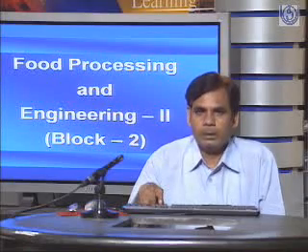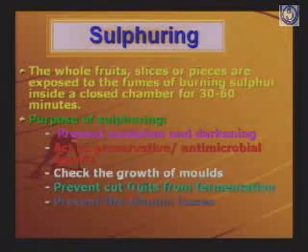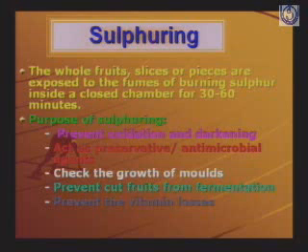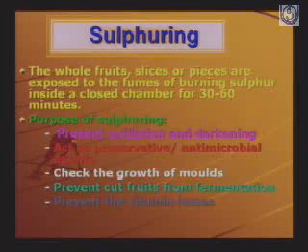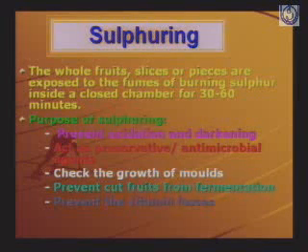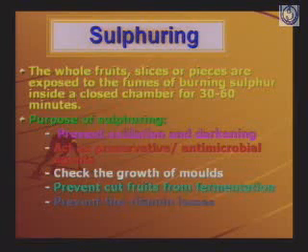Then coming to sulfuring, in which the whole fruits and vegetables are exposed to the fumes from burning sulfur inside closed chambers for 30 to 60 minutes. Sulfuring is a pre-treatment to prevent oxidation after blanching. Sulfur acts as an antioxidant. It is done to check the growth of molds, prevent the cut fruits from fermentation, and prevent vitamin losses.